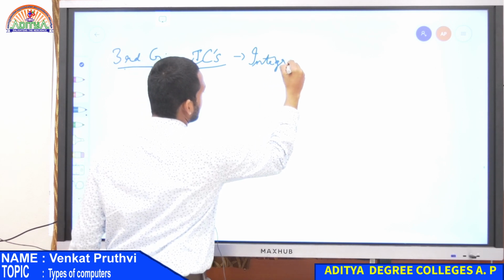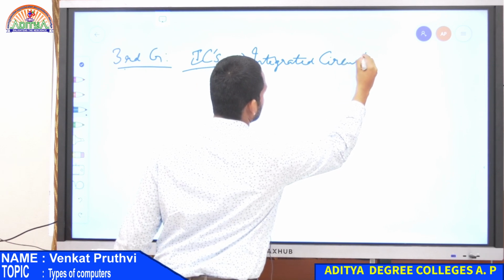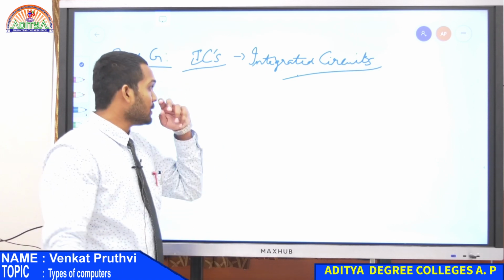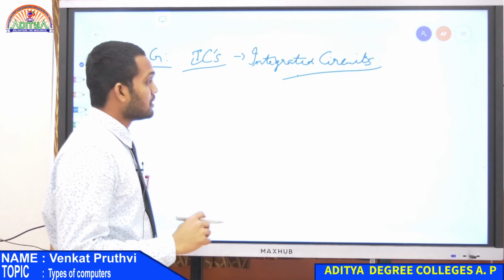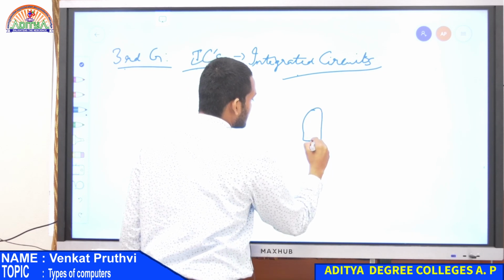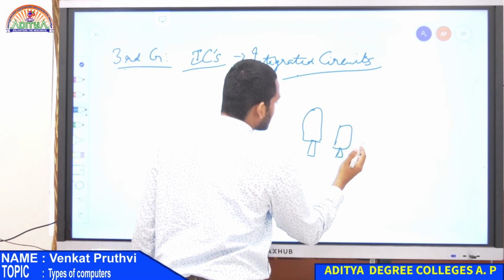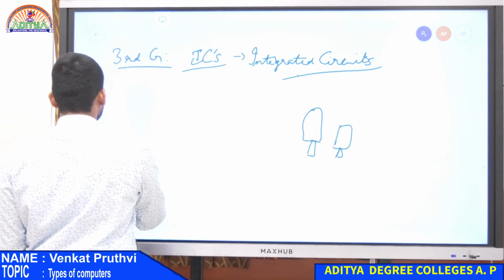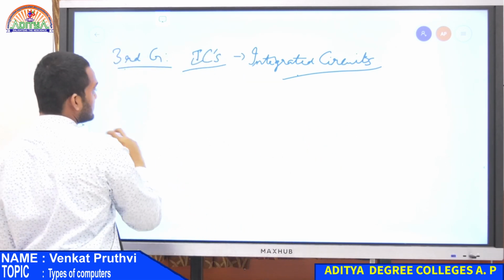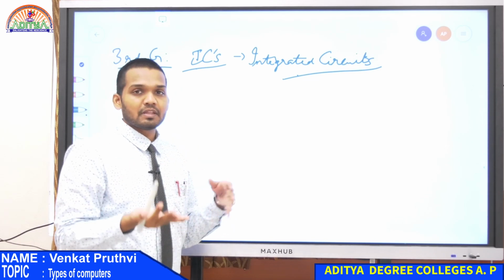Integrated circuits. What do you have in these integrated circuits? Previously we had vacuum tubes, which were of very big size, then we had transistors with a little smaller size, and now we have ICs. ICs are of very small size.